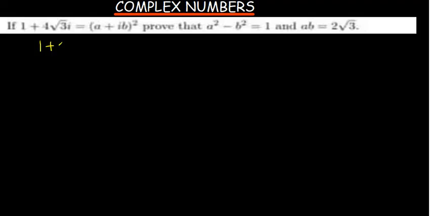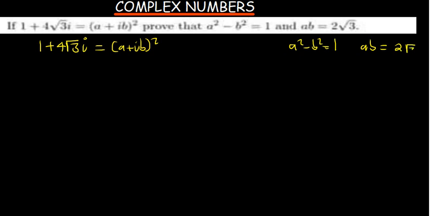Let's go over complex numbers. The first one we've been given here is: if 1 plus 4 square root of 3i is equal to (a plus ib) squared, prove that a squared minus b squared is equal to 1, and also ab is equal to 2 square root of 3. To prove this one, the first thing we are going to do is expand these brackets here.